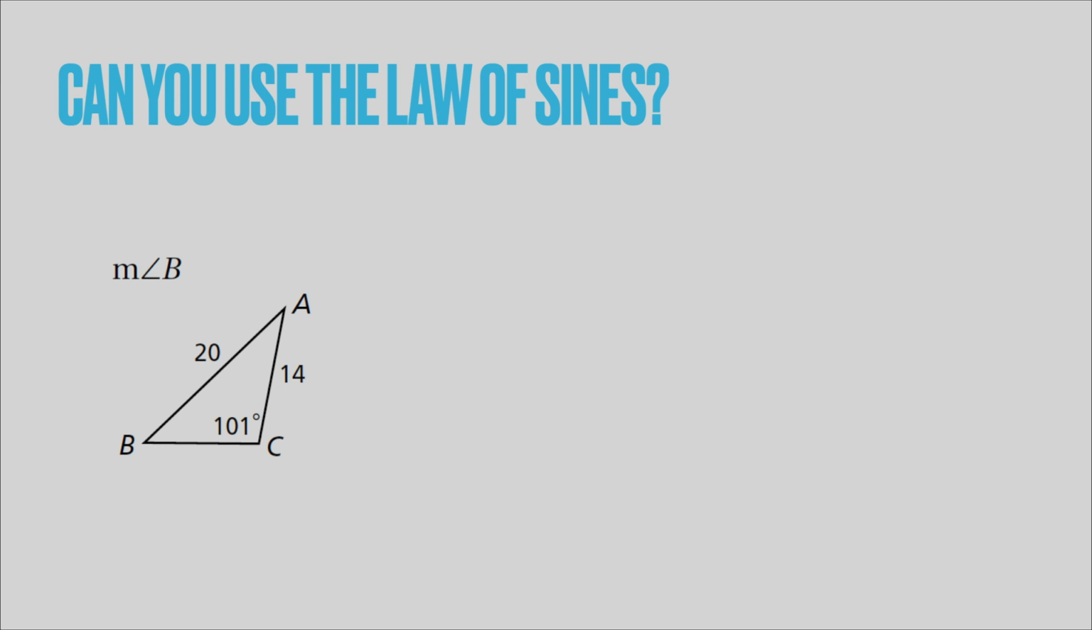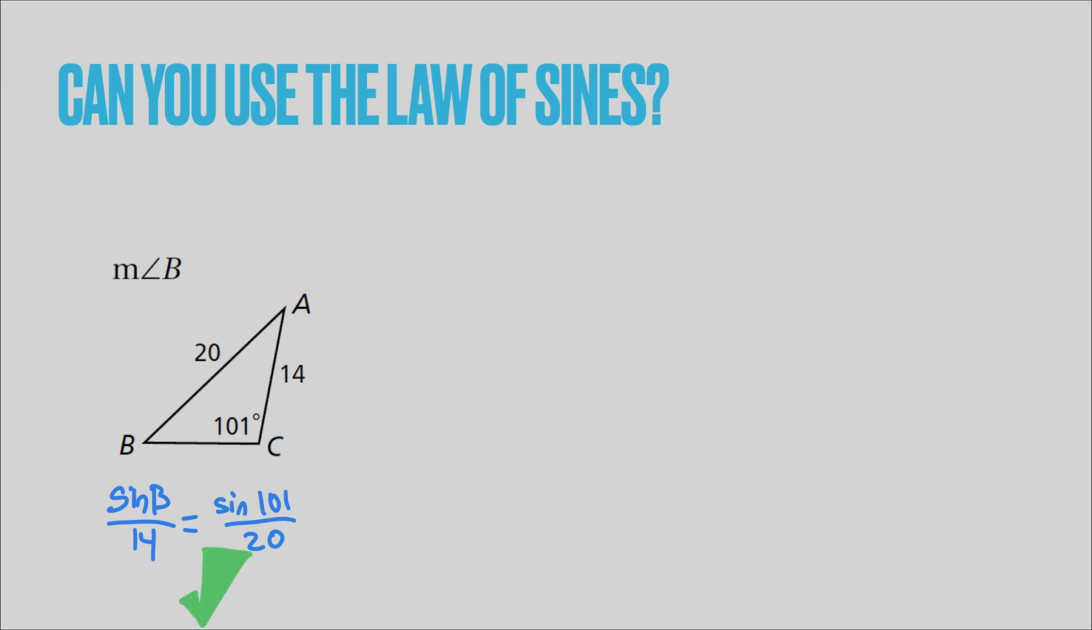So let's start with this one. In this one, we are out to find the measure of angle B. What we know is that the side opposite C is 20, and the angle is 101, and the side opposite B is 14, and we don't know the angle. So we would write that as the sine of B over 14 is the sine of 101 over 20, at which point we could solve this. We just have to multiply both sides by 14 and then do arc sines. So yes, this one would work.